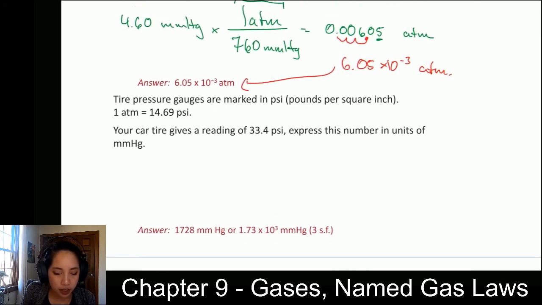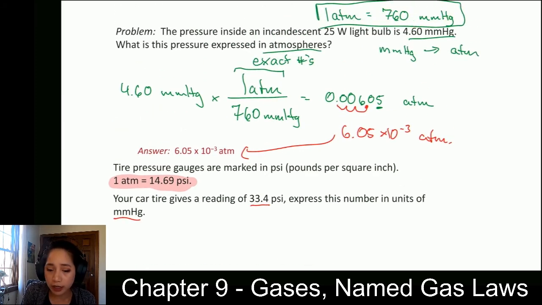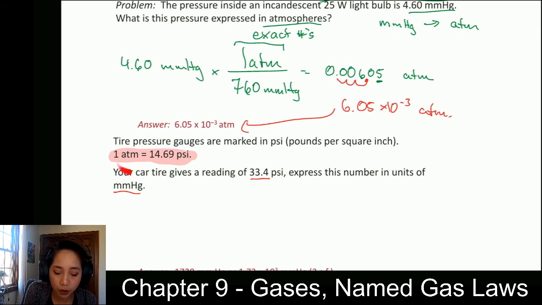All right, so the next question here: tire pressure gauges are marked in PSI, or pounds per square inch. So here I am nice and just give you the conversion factor, or the equality you need to convert between PSI and ATM. But in this question, it says your car tire gives a reading of 33.4 PSI. Express this number in units of millimeters of mercury. The conversion factor that I give you doesn't relate PSI to ATM directly, but thankfully we used an equality that relates ATM and millimeters of mercury. So we can just use that conversion factor as well, in addition to this other one that they gave us. So I'll just rewrite that here: 1 ATM equals 760 millimeters of mercury.